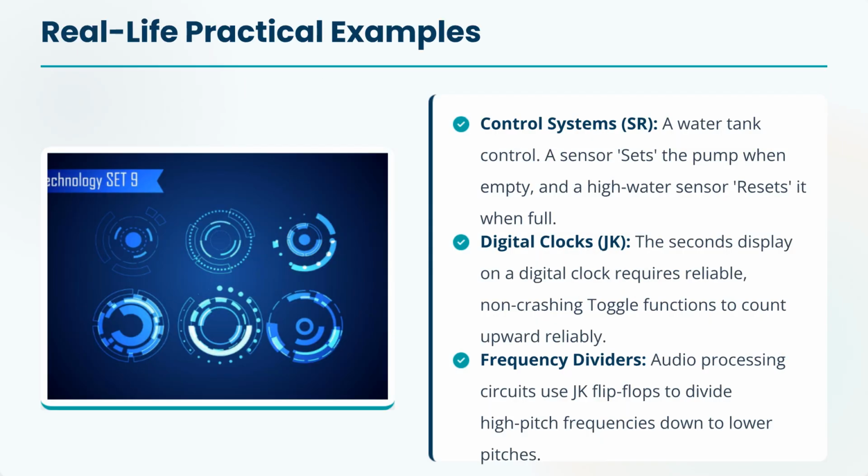In real life, SR flip-flops are used in simple control systems, like a water tank control. JK flip-flops are perfect for digital clocks and frequency dividers, as they need the reliable toggle function for counting.